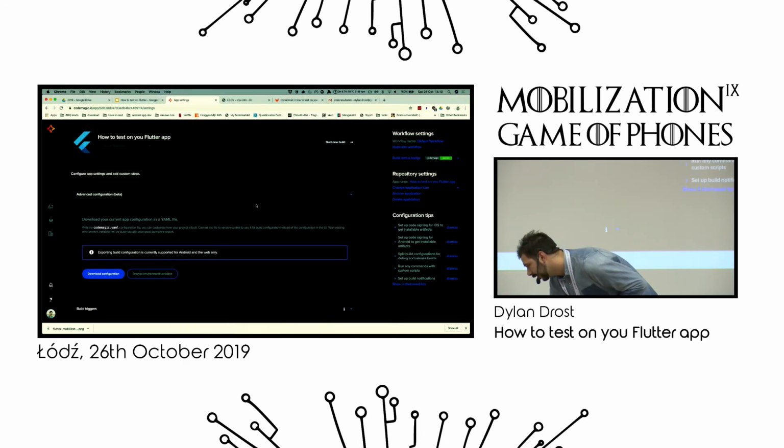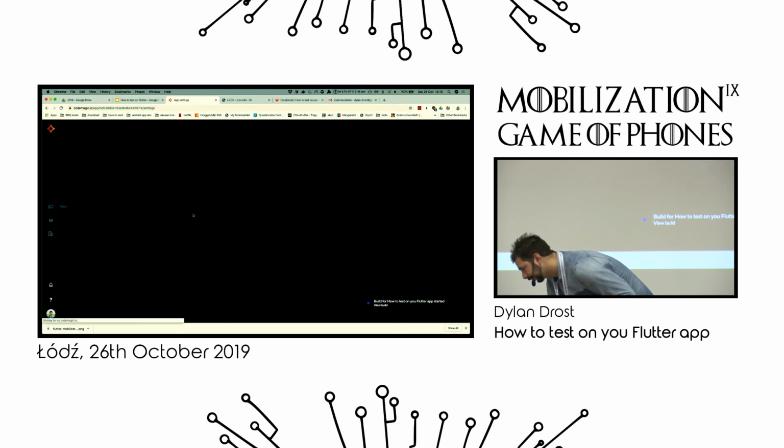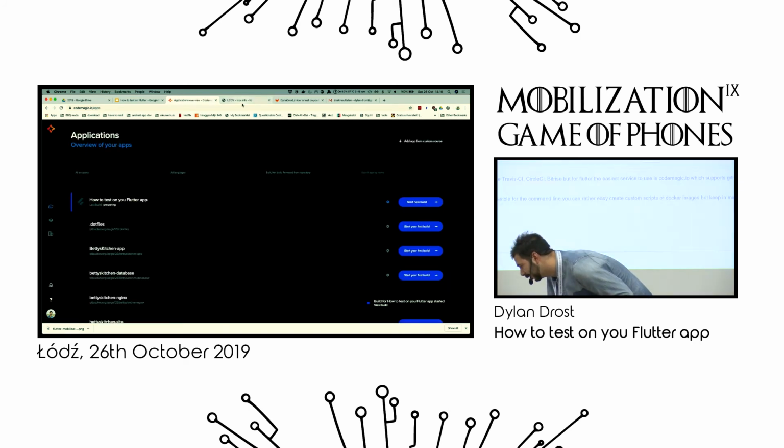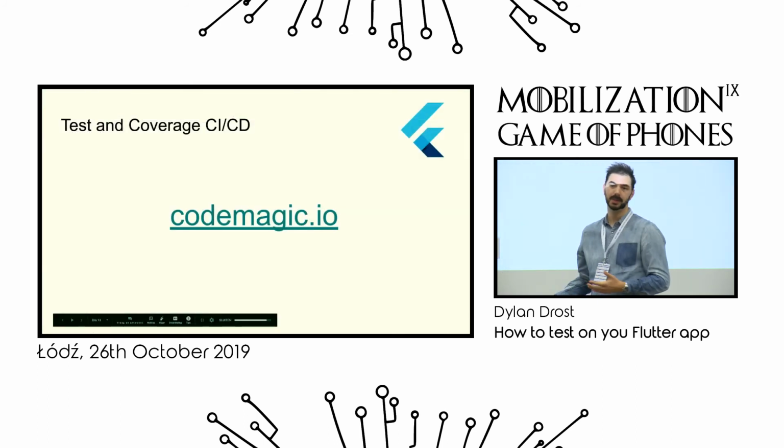So basically it should start a new build now. Yeah. As you can see, there's a notification here that the new build has started. And then somewhere later we'll see if it's successful. So if you want to integrate with the CI, you can easily set it up.